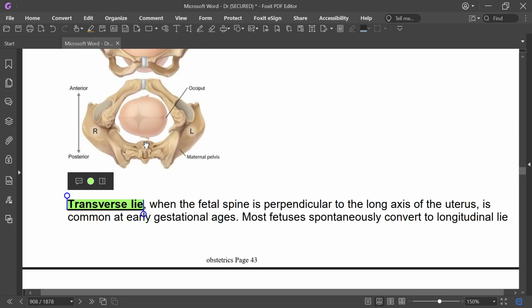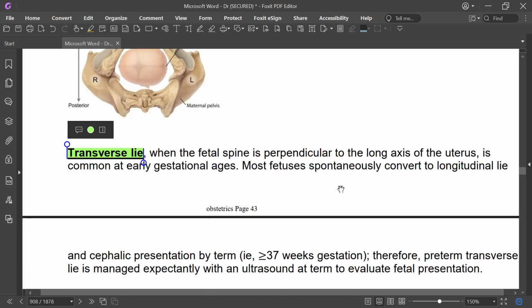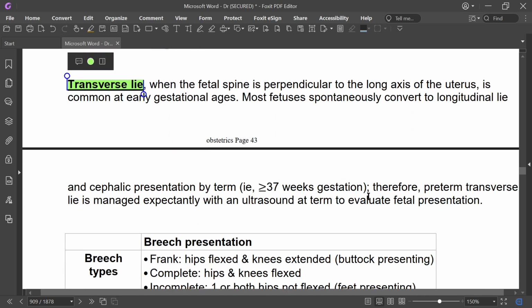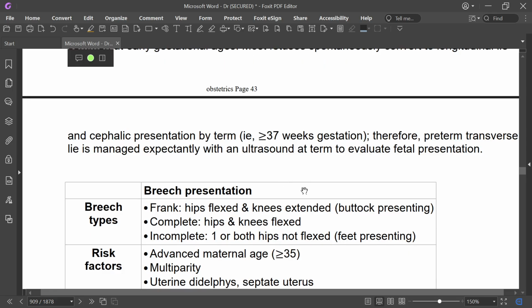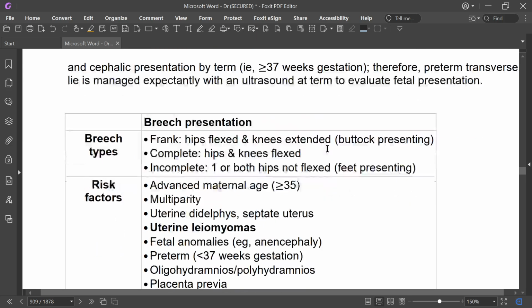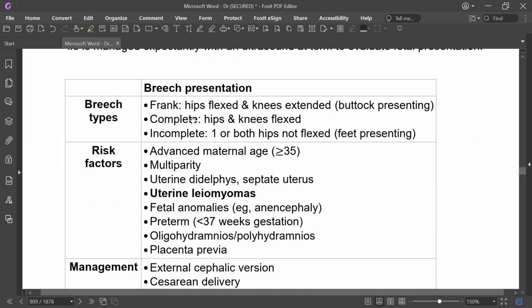This is transverse lie, and it can convert to longitudinal lie and cephalic presentation by term, more than 37 weeks of gestation. Therefore, preterm transverse lie is managed expectantly with an ultrasound at term to evaluate fetal presentation.